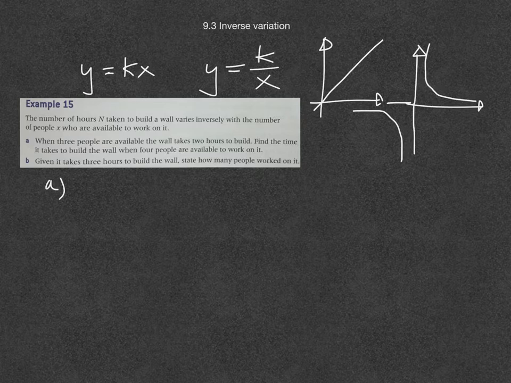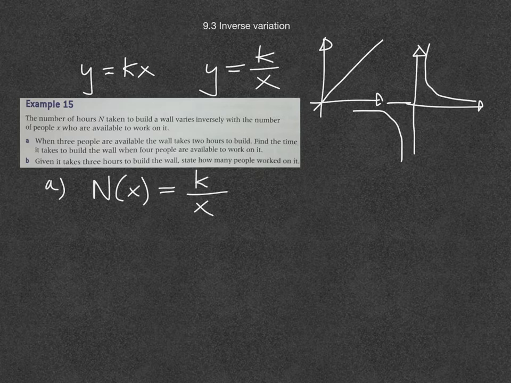So the number of hours n, so n is now the function. And the variable is the number of people x who are able to work on it. Now, if n varies inversely with x, we can simply write this as k divided by x. So our next objective is to find k.